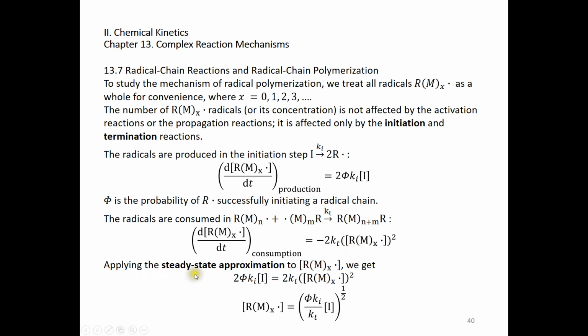Now we're going to use the steady state approximation for all those radicals. That means the production rate of the radicals is equal to the annihilation rate of the radicals. So we have this 2 phi Ki I on the left equals this 2 kt radical squared on the right. By looking at this equation, we can express the concentration of all radicals easily. 2 and 2 cancel, you move kt to the left hand side and then take the square root. So the concentration of all radicals should be the square root of phi Ki over kt times the concentration of I.